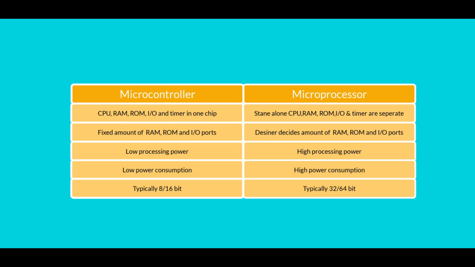A microcontroller also has a fixed amount of RAM, ROM, and input-output ports, whereas with a microprocessor, it's left to the designer to decide on the amount of RAM, ROM, and the number of input-output ports. Another difference is the microcontroller has lower processing power compared to the microprocessor, which means it needs less power consumption. A microcontroller is typically 8 or 16-bit, whereas the microprocessor is typically 32 or 64 bits.